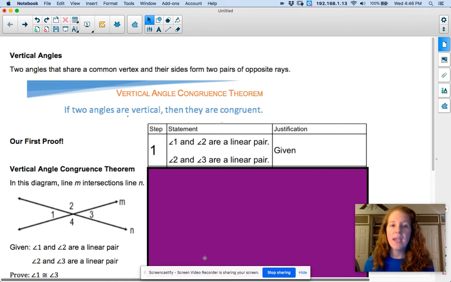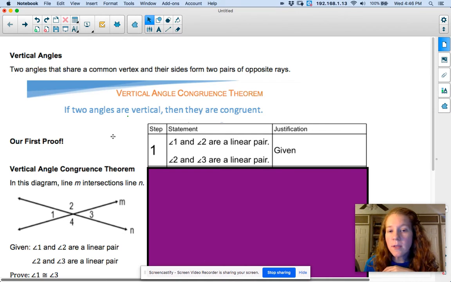Step 1 is that angle 1 and angle 2 are a linear pair. Angle 2 and angle 3 are a linear pair. And the justification for that claim is that it was given. That's given information. It's free. We like it when there are givens, 1, because it's free information, and 2, because it kind of gets our brains going down a path. It gives us a starting point.